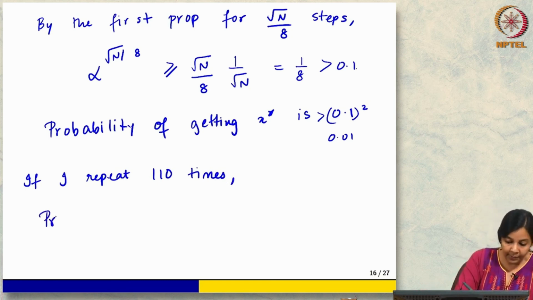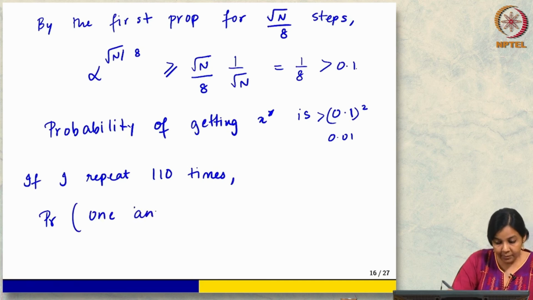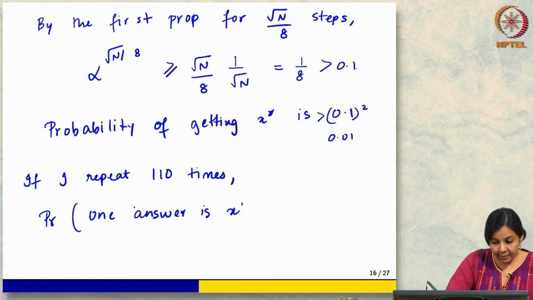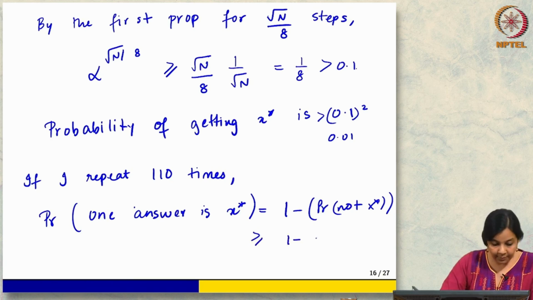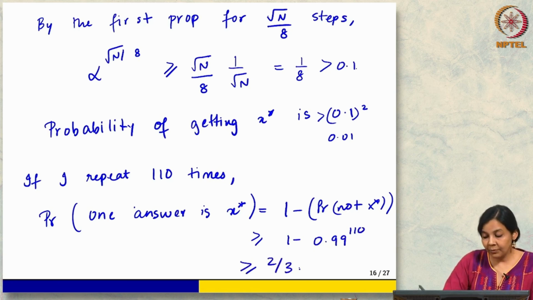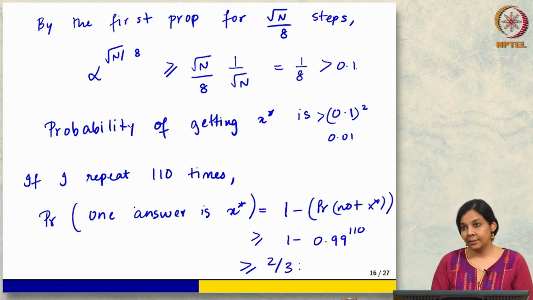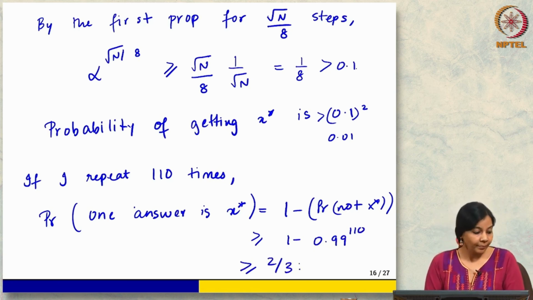So then the probability that one answer is x star is 1 minus the probability of not getting x star, right. So this is greater than or equal to 1 minus 0.99 to the 110. So 110 is simply chosen because this gives you 2/3. And 2/3 is good enough, obviously.